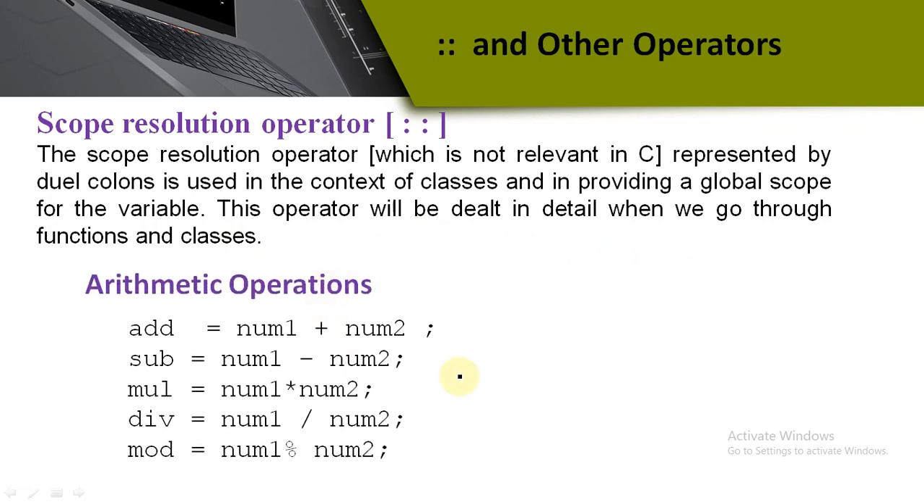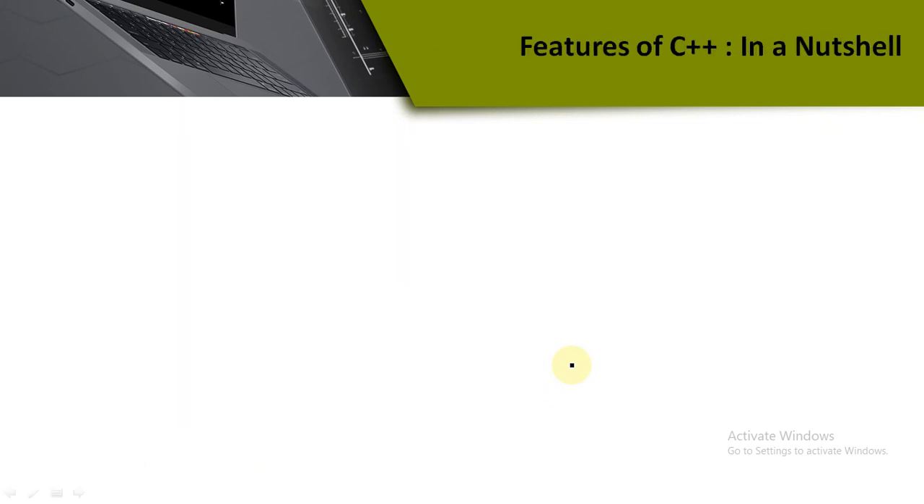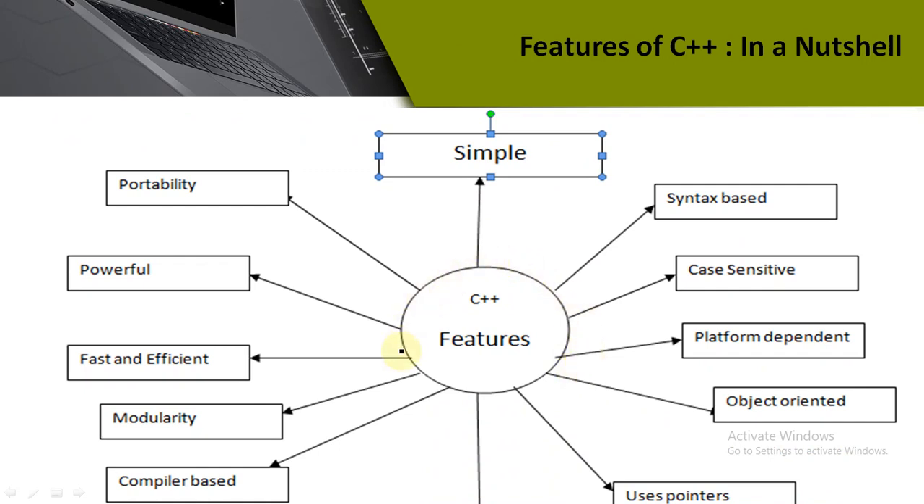Arithmetic operations, we know all these things anyway. For the sake of completeness, I have added this. Features of C++ in a nutshell. C++ as a language is very simple. It is syntax based. It's a strictly typed language because it is fully dependent on the syntax. You can't afford to make mistakes in syntax. Syntactical mistakes are not allowed, and it is case sensitive like C. It is platform dependent. Of course, we need C++ compilers. It can provide an object oriented programming style, and simple C programs can also be written using C++, but that doesn't carry water.